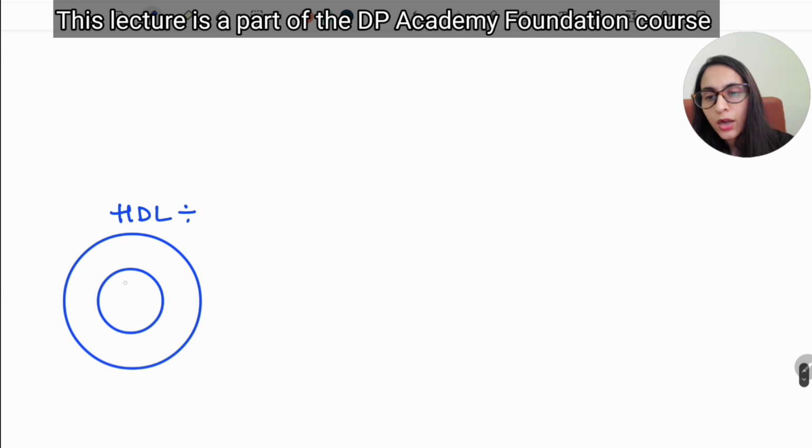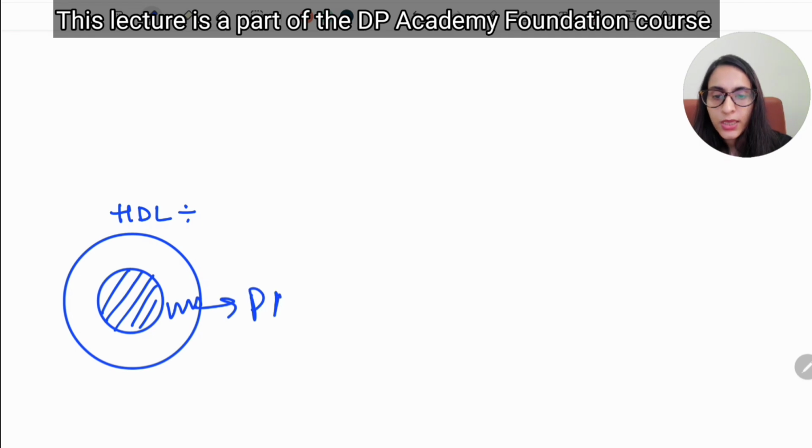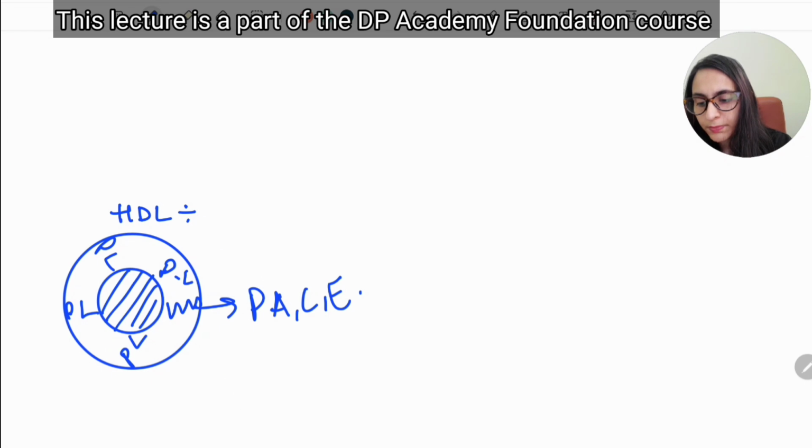HDL is an empty core. Nothing is there in the core. Lipid is not there in the core. But we have protein present at the periphery. So this is protein A, C or E, ACE protein. So we have phospholipid, phosphate at the periphery, lipid at the inside in the phospholipid part.